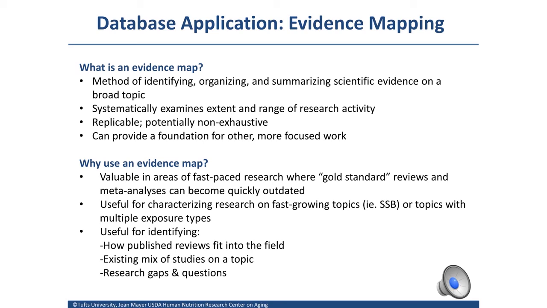So why use an evidence map? Well, it's valuable in areas of fast-paced research where gold standard reviews and meta-analyses can become quickly outdated. It's really useful for characterizing research on fast-growing topics, such as, I know there's been one recently done on sugar-sweetened beverages, or also on topics with multiple exposure types. This was particularly great for our topic of dietary fiber because there's a huge amount of literature on fiber. Combine that with the many different ways that fiber can be given as an intervention, along with the many different outcomes that can be examined. It makes evidence mapping a particularly useful method for looking at dietary fiber.